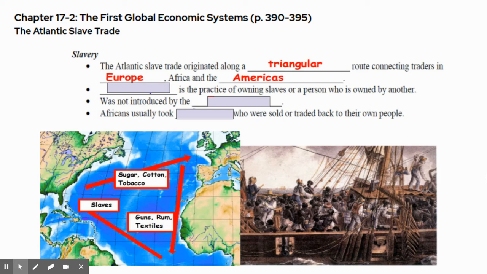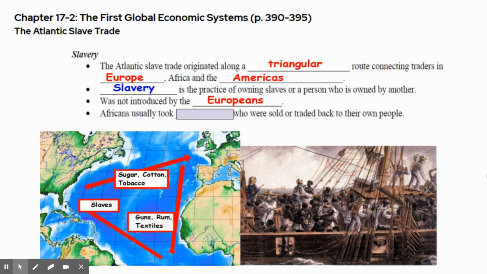So, going onwards, when we talk about slavery, it is the practice of owning slaves or a person who is owned by another. And as I mentioned before, this is introduced many, many years before the Atlantic slave trade actually took place. It was not introduced by Europeans when we talk about the continent of Africa. For years, you had different warring tribes, and as a result of winning battles and such, those people who were the losers were typically taken in as slaves.